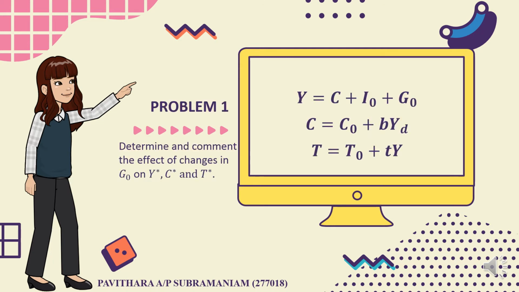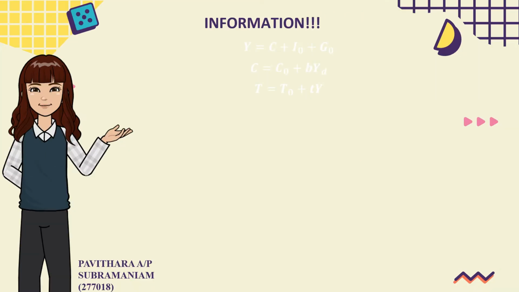Now let's begin the first problem. The first problem is, from the given functions, we need to determine and comment on the effect of changes in G star on Y star, C star and T star.